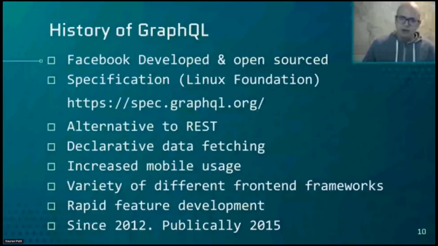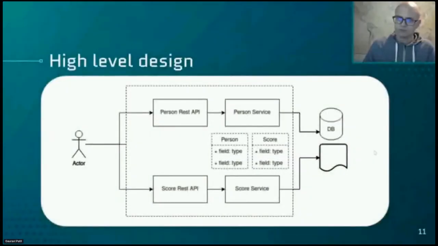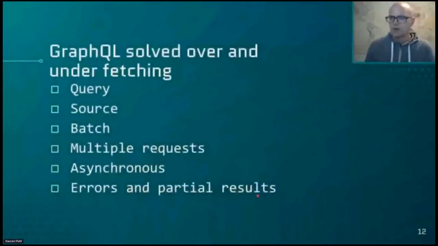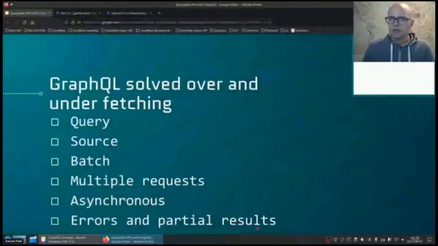They've been doing it since 2012 and publicly since 2015, so this is not new anymore. So if we go back to our high-level design, we're going to replace the two REST APIs with a GraphQL API. And that's it. We'll keep the model the same and the backend services the same. Okay, so let's get into that.